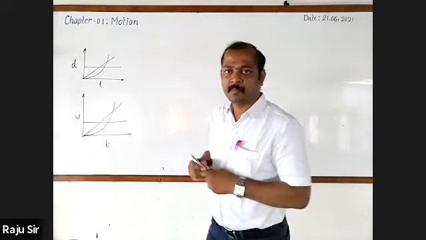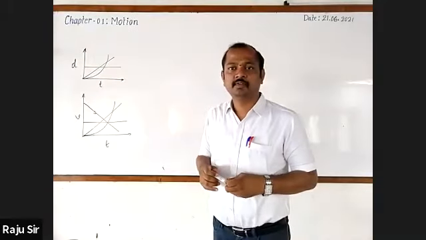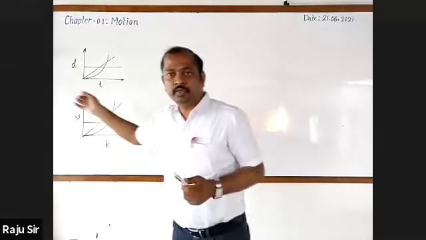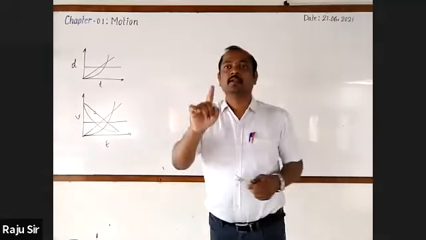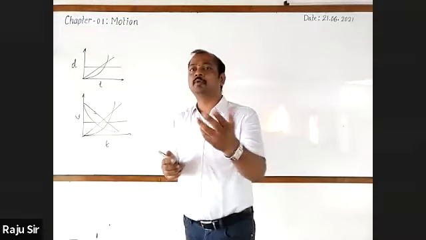Prajwal SF. Draw a straight line like this. It is uniform retardation, deceleration. Next, this is non-uniform retardation. Okay.